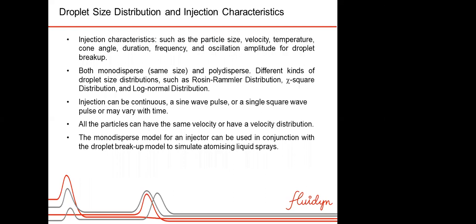So let us look at some of the characteristics of the particles: size distribution. Normally, while injecting, the characteristics of the particles are to be specified in terms of particle size distribution or the distribution of their velocity, temperature, whether it is a cone, hollow cone, or they are injected straight, and so on. There are various characteristics. Sometimes the size may be the same or the size could be different, and then there are different size distributions like normal distribution or Rosin-Rammler distribution and so on. Or injection can be continuous or it could be pulses or sine wave.